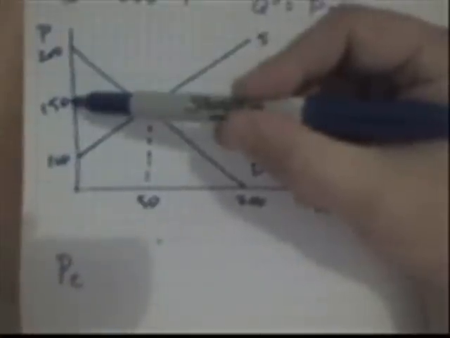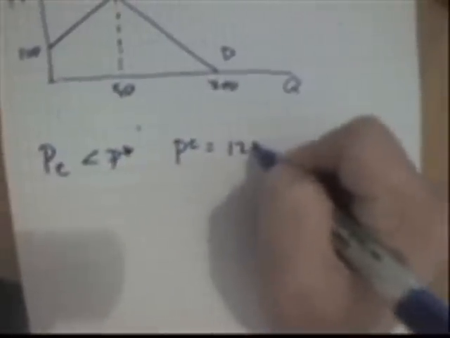Well, currently the market is charging 150. So if you tell them that, oh, you can't charge more than 160, they weren't doing that anyway, so that's not going to have any impact. The price ceiling is only going to have an impact if it's actually less than the equilibrium price. So suppose we're thinking about a price ceiling of 125.